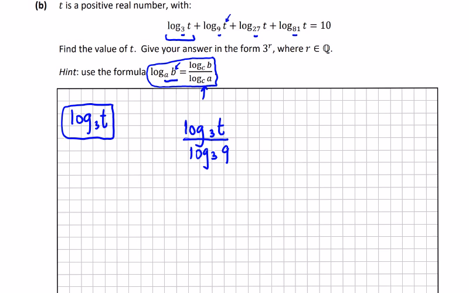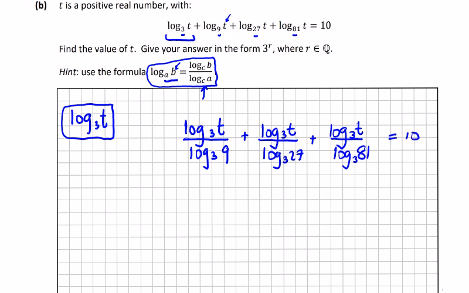3 to the power 2 is equal to 9, plus, following the same rule, the t stays on top with the new base, and the base number comes down to the bottom with the new base, and then plus log t to the base 3 over log of 81 to the base 3. These are all equal to 10.